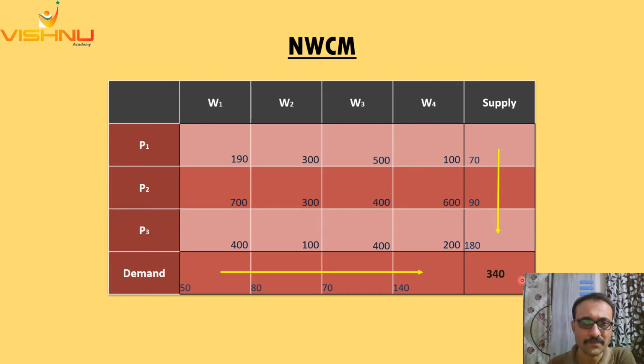So let's get started. Now what is this method? I'll just brief you about it. NWCM, Northwest Corner Method. As the name suggests, the cell or the location that is to be targeted first is the northwest corner or the northwestmost corner in the given matrix. Now we can see that the matrix consists of 3 rows P1, P2, P3 and 4 columns W1, W2, W3, W4 and a dedicated column for supply and a dedicated row for demand as well.